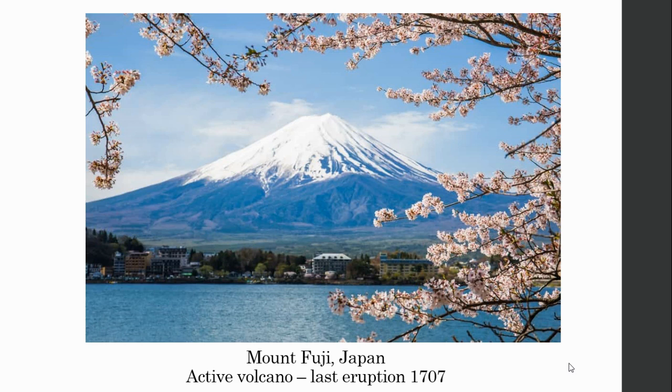So here we have some real life examples. So Mount Fuji in Japan is a composite volcano. And also for a bit of extra information, it's an active volcano. Its last eruption was 1707, but there is activity being recorded.